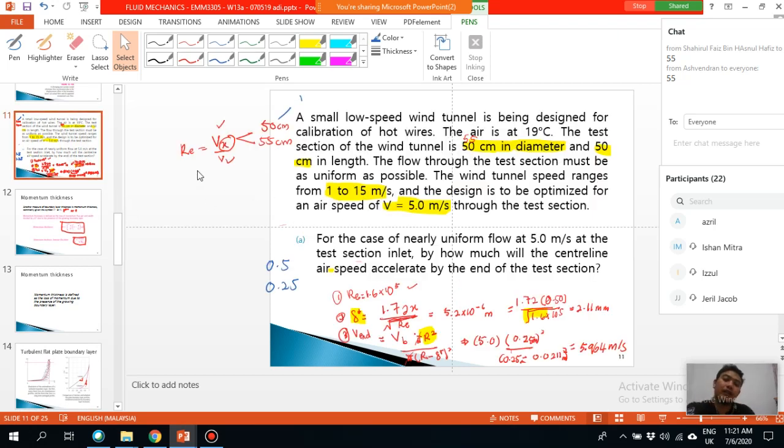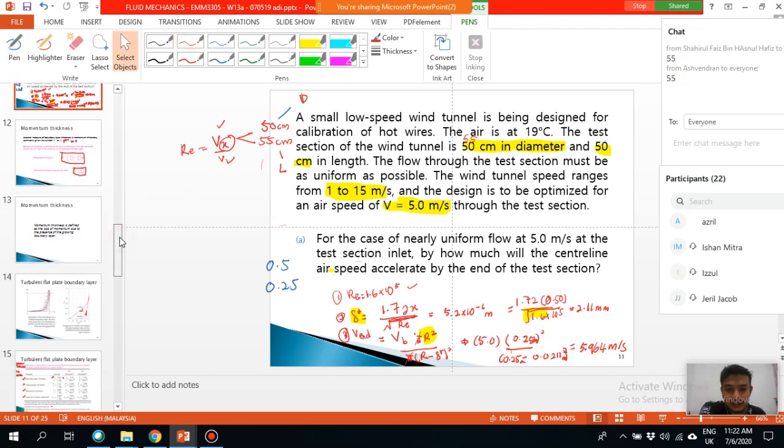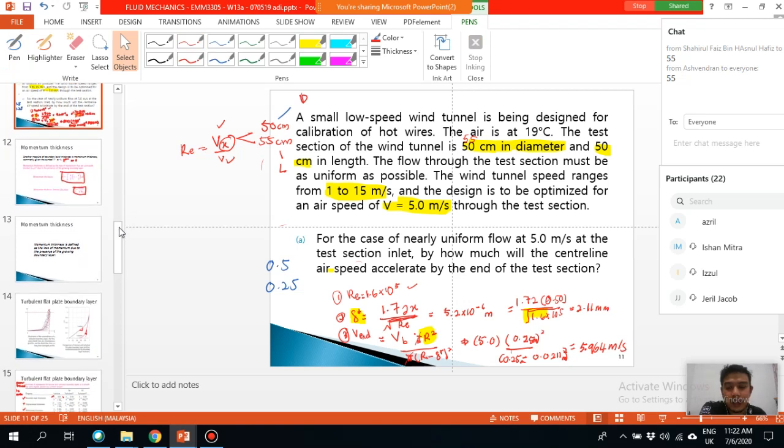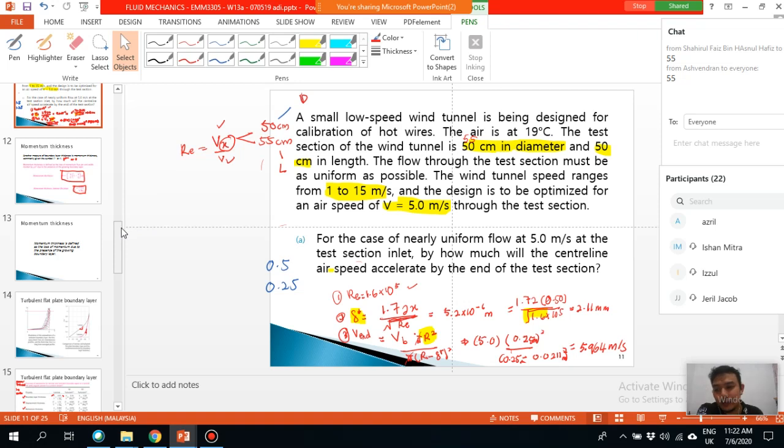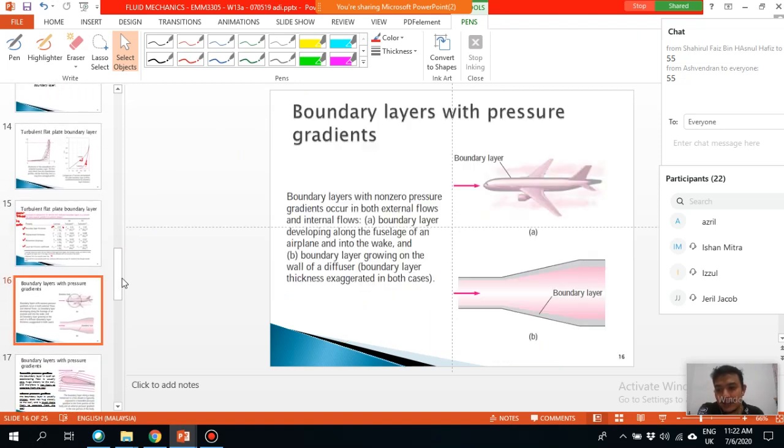Okay, for Reynolds number, in this case Vx divided by nu. So do you use the length or do you use the diameter? 50 is diameter, 55 is the length. So in this case, 50 or 55? I want each of you to try to find the answer, 50 or 55. Then we will discuss.